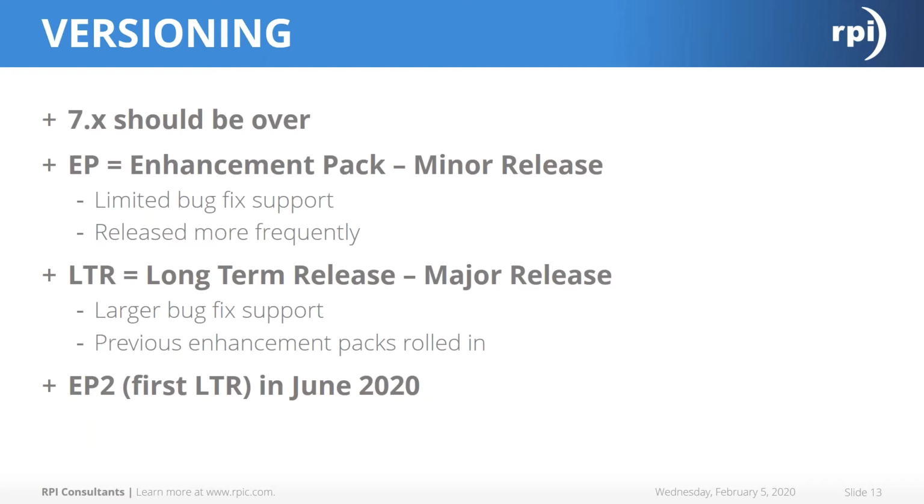The LTRs are going to be the long-term releases. So these are going to be major releases. There's going to be larger bug fix support, and then the previous enhancement packs will be rolled into that as well. So the important thing to note is EP2 is expected out in June of this year, June 2020, and that will be the first long-term release. So that's important to know based on what we'll talk about a little bit later.